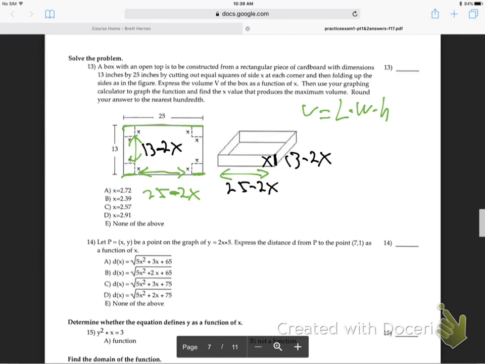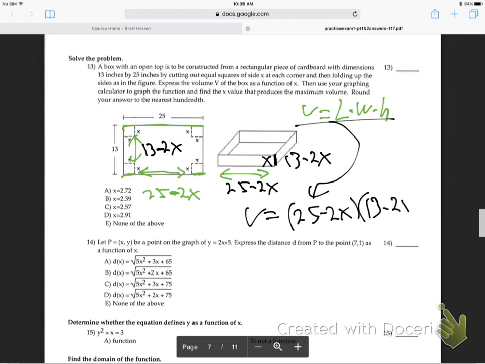So length, width, and height, the volume statement, bring it down here. Volume is, and it doesn't matter what order you put these in, I'll just go 25 minus 2x, 13 minus 2x, x. And then you just got to FOIL all that out. So it's kind of a pain. So let me do that. Boom, boom. I didn't remember my calculator.